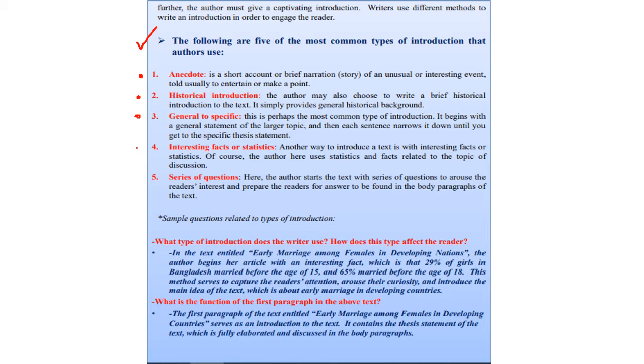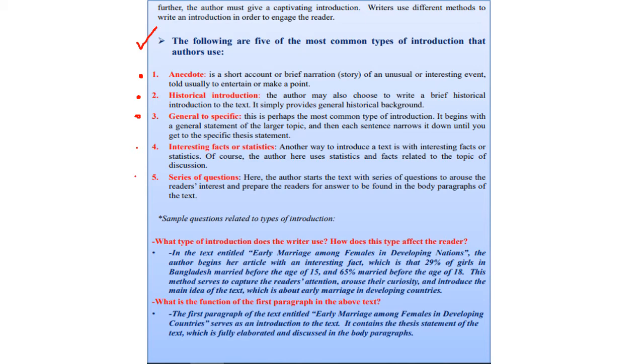Interesting facts and statistics. This is a very common type of introduction also, and the aim is to grab the reader's attention. If I state that 80% of the girls in this nation marry before the age of 18, this is how I start my introduction. Here, what I used is an interesting or a shocking fact, if you want, or statistic to grab the reader's attention in order to read more into the article.